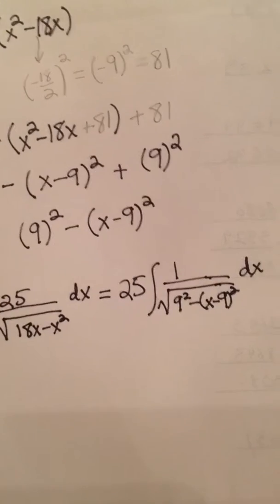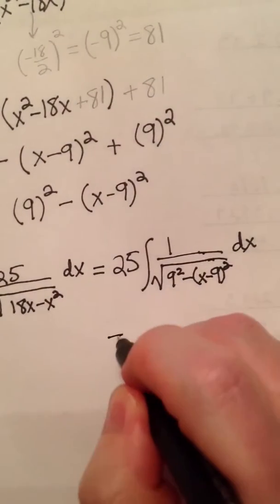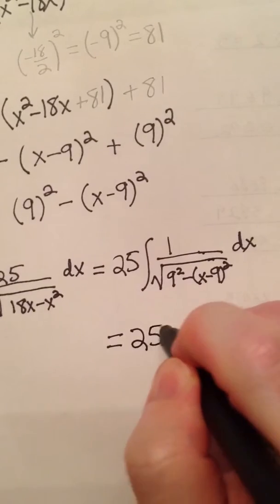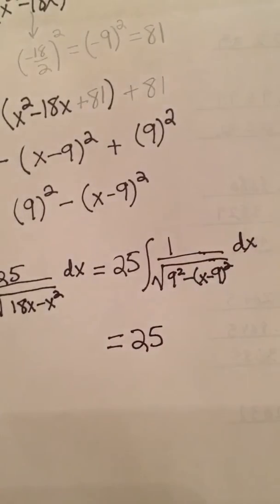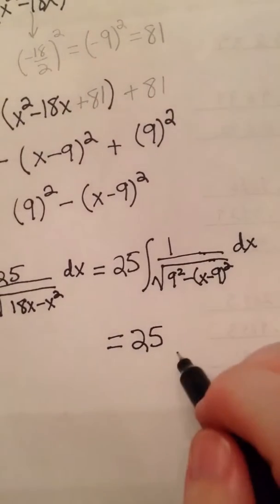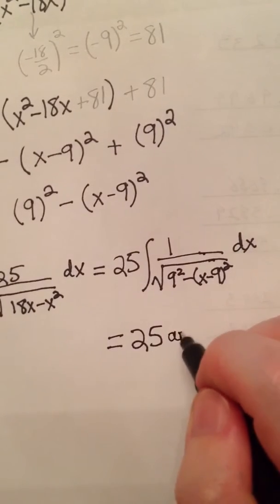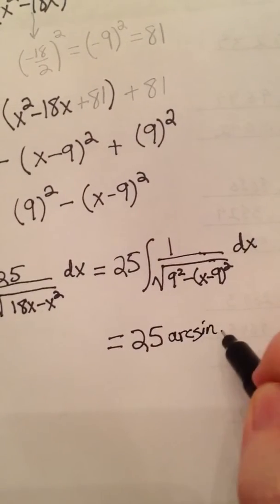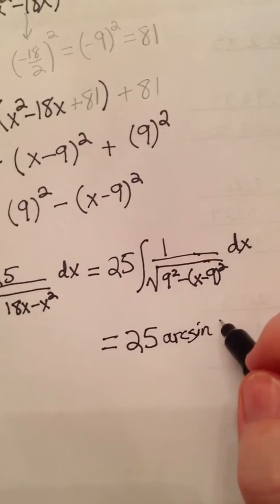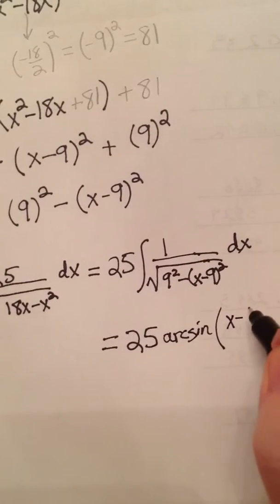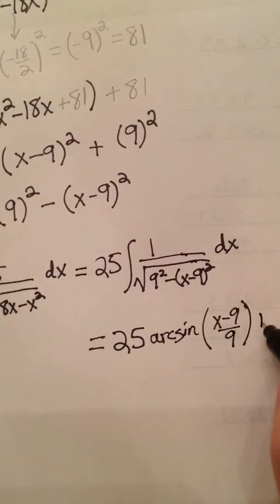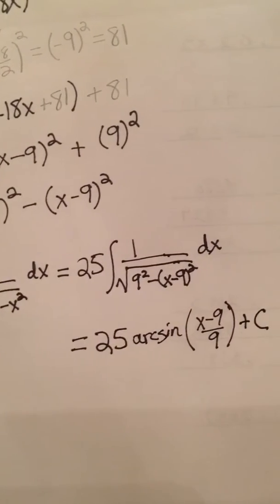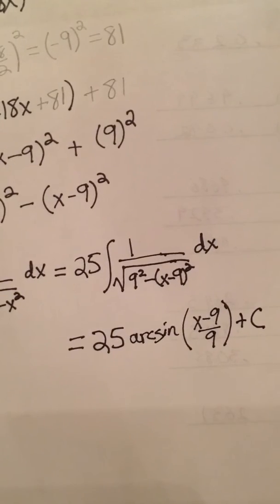And so for the antiderivative, we have 25, and then for the antiderivative of 1 over the square root of 9 squared minus the square of the quantity of x minus 9, this would be the arc sine of u over a, which in this case is x minus 9 all over 9, followed by the constant, and that would be the final answer in this instance.